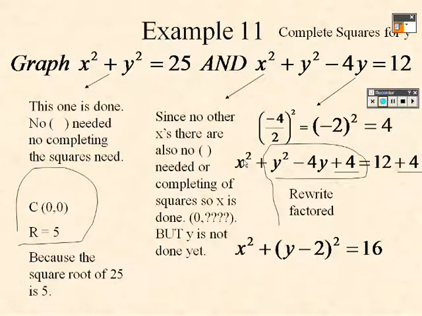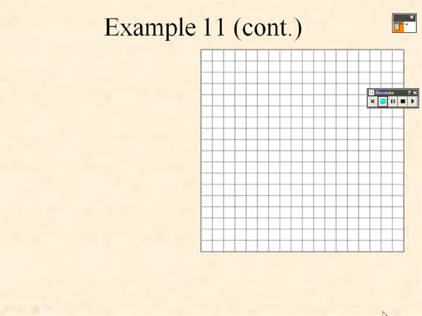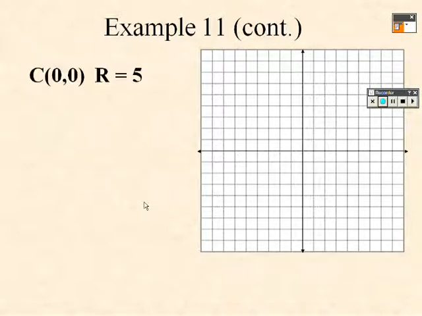So we actually have x squared plus y minus 2 squared, and that will equal 16. So the center of this is going to be 0 and the opposite of negative 2, which is 2. So it's 0, 2, and the radius is going to be 4, because when you square root 16, you get 4.